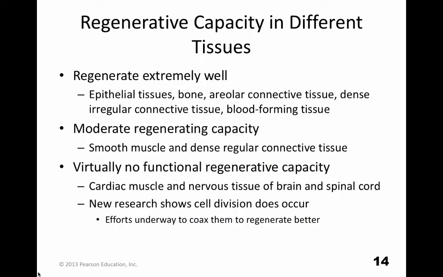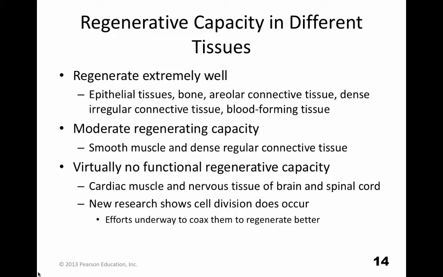And so you do have regenerative capacity that's different in different tissues. Things that regenerate extremely well are things like epithelial tissue, bone, areolar connective tissue, dense irregular connective tissue, and blood forming tissue. All of those are fine. You damage them, they get fixed pretty easily. Things that have moderate regenerating capacity, that will work well but can have some fibrotic replacement, are smooth muscle and dense irregular connective tissue.